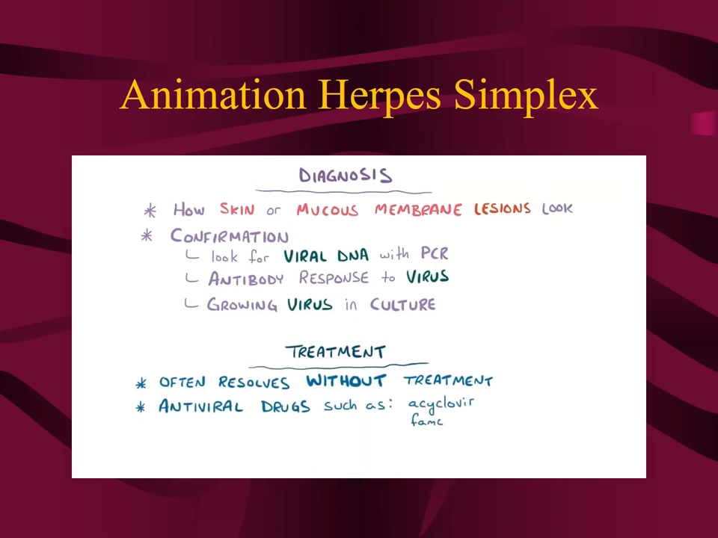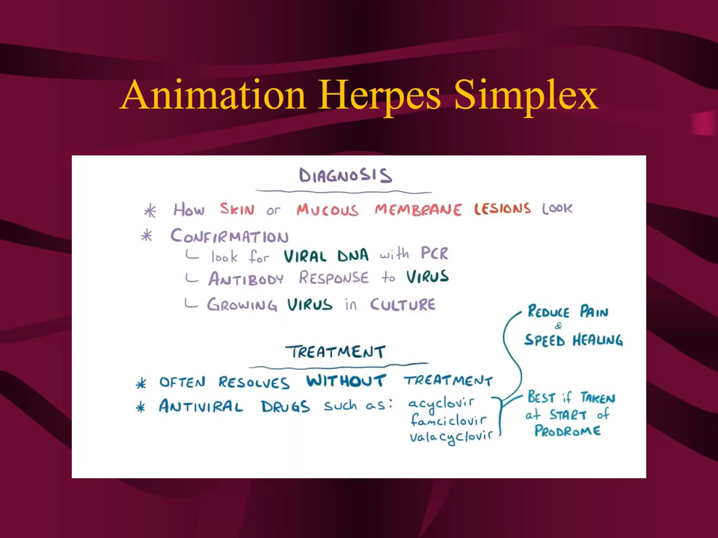acyclovir, famciclovir, and valacyclovir that can be used topically or systemically to reduce pain and speed up healing. For recurring episodes, these treatments usually work best if taken when the prodrome starts, in other words, before the blisters develop, and high-dose intravenous antivirals might be given in more severe or life-threatening situations.